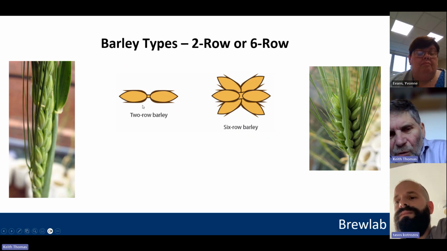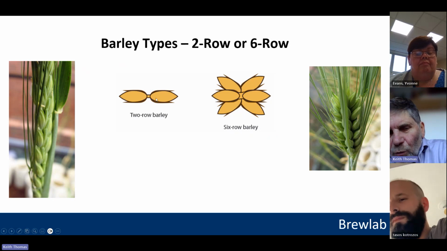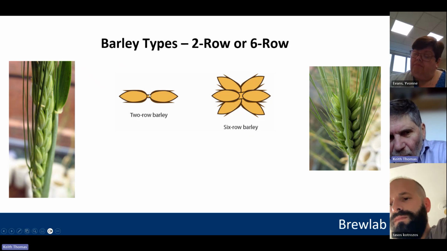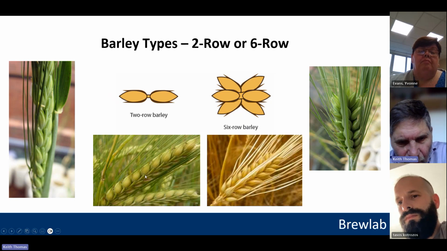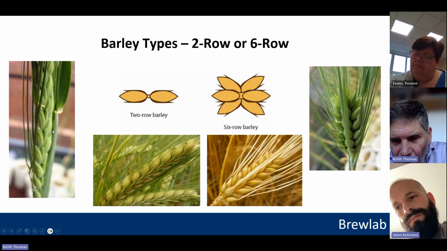What is worth saying is that the 2-row barley just has 2 fully grown corns, but there are 4 sterile corns as well, so they poke out at the side. You can see them here. Those there are sterile. So there are still 6, but only 2 grow out.